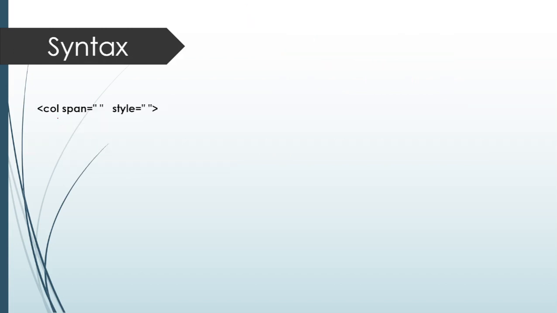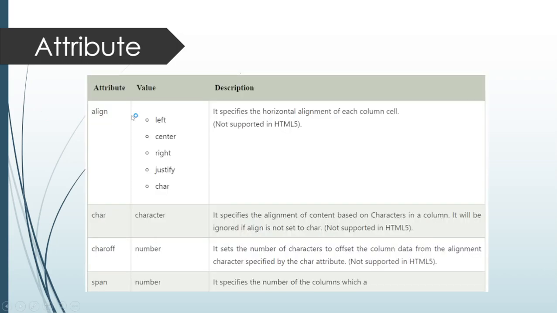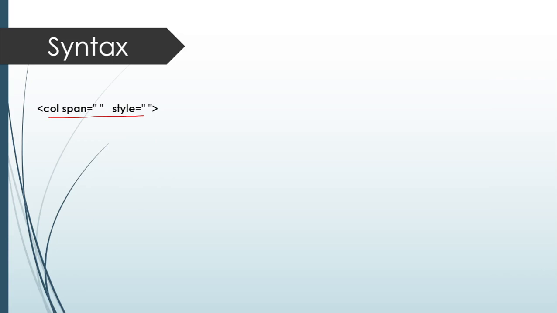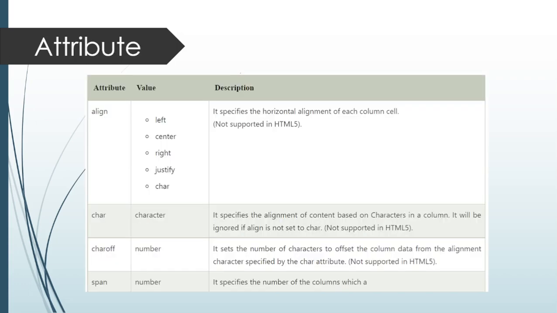Next, you can see the syntax of this col tag, right? So this syntax is very important. So span, under the inverted commas, you can add the range of the span like 2, 3, 4. It depends on you how many columns you want to span, you want to merge, right? Next point is style, that is not compulsory. In the next slide, you can see there are some attributes that we can use along with the col tag, that is column tag.